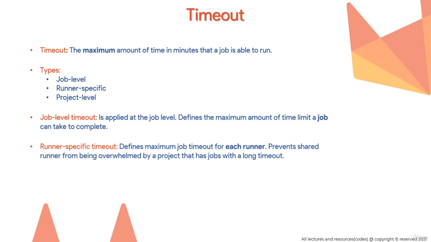On the other hand, runner specific timeout defines the maximum job timeout for each runner. Runner timeout prevents your shared runner from being overwhelmed by a project that has jobs with a long timeout, for example 1 week.